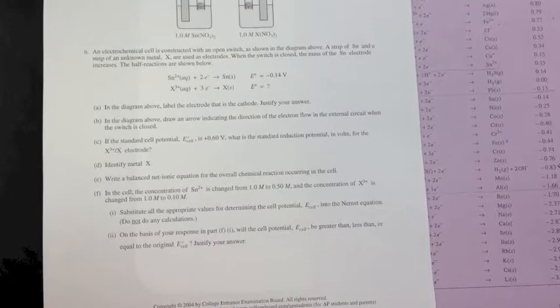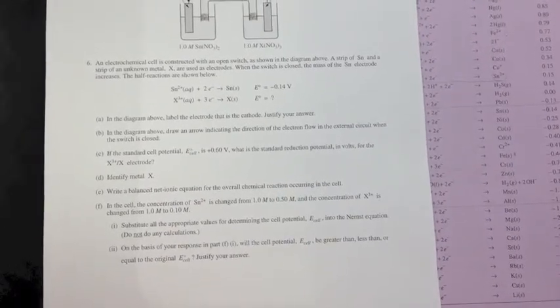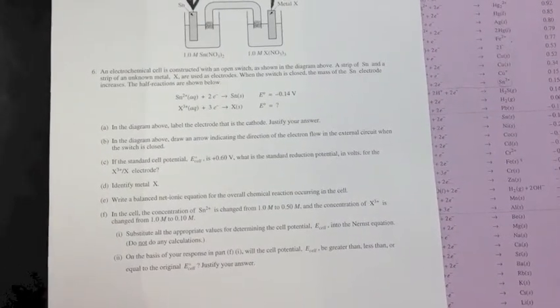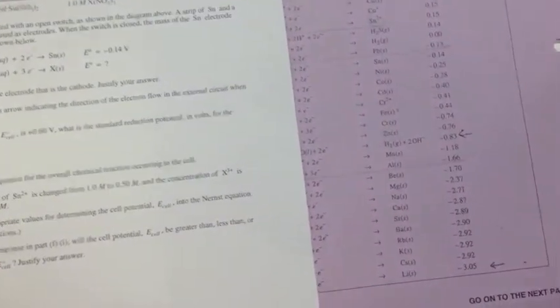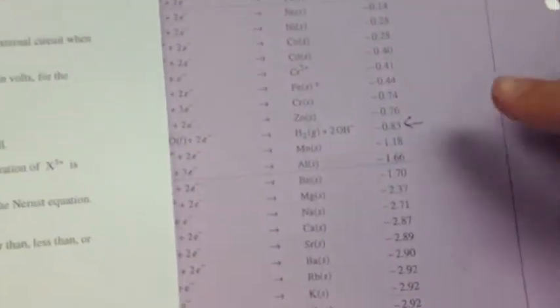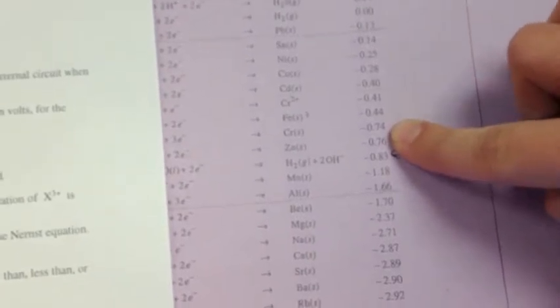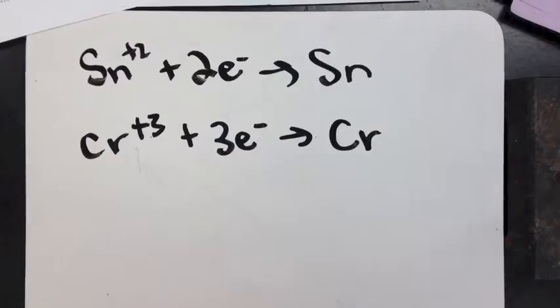So for question D, it's asking us to identify the metal X. In question C, we found out that the standard potential for the unknown metal was negative 0.74. So we just look on our purple sheet right here, and we find that negative 0.74 is Cr. So Cr is going to be the unknown metal.